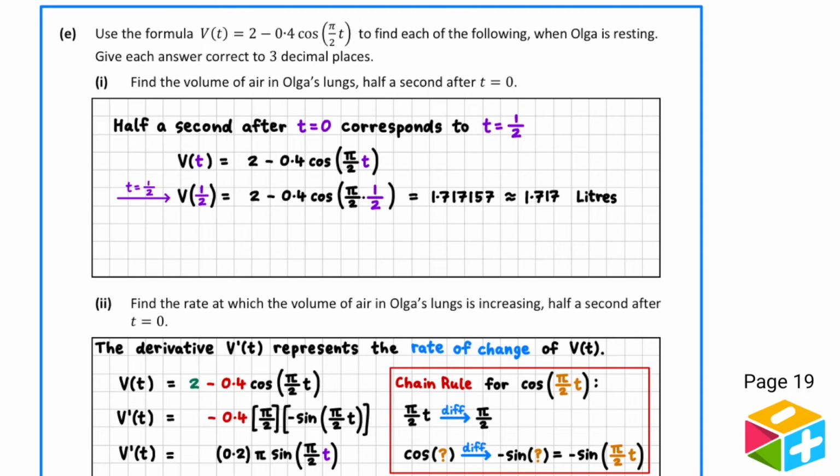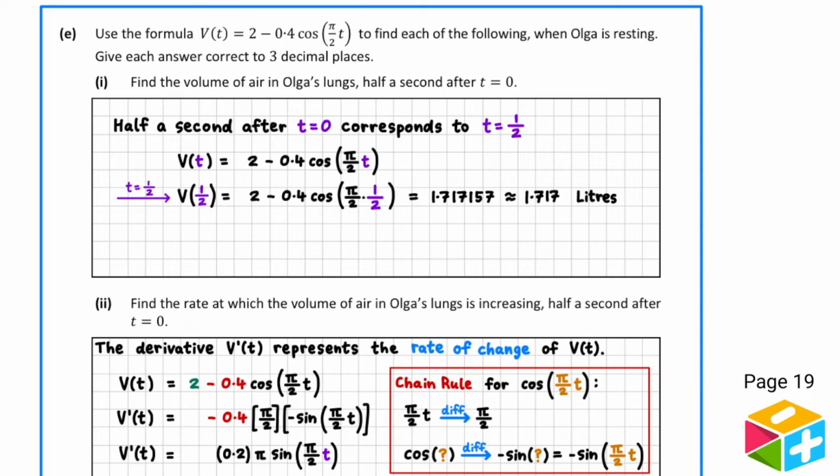In part E, we must use the formula for v of t to perform some calculations. Here, each answer should be rounded to 3 decimal places. First, we must find the volume of air in Olga's lungs half a second after t equals 0. Well, half a second after t equal to 0 corresponds to t equal to a half.